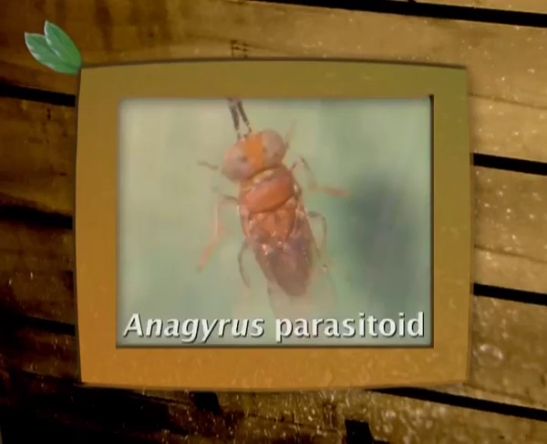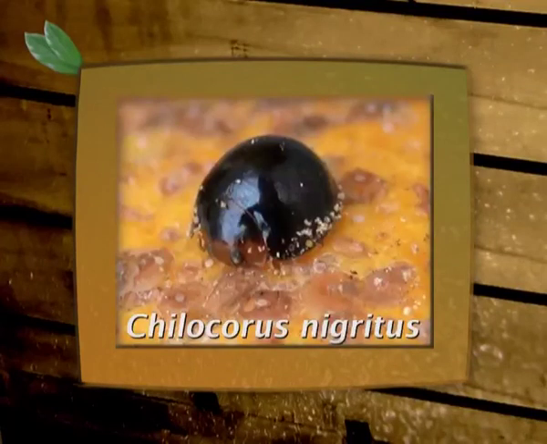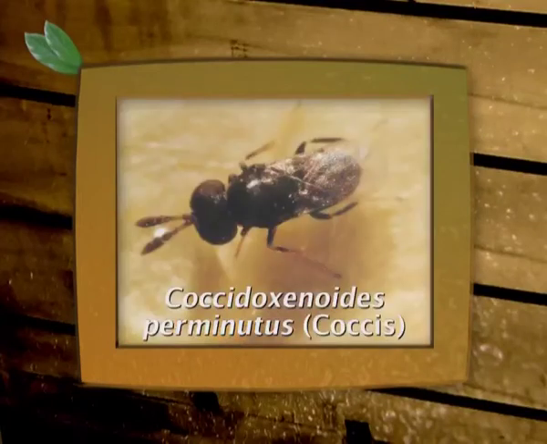Finally, there is augmentation biological control. In South Africa, there are some commercial insectaries which rear natural enemies for mass release for control of certain key citrus pests.